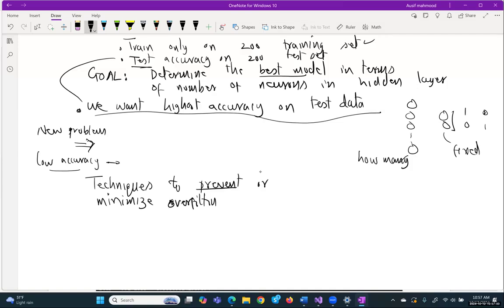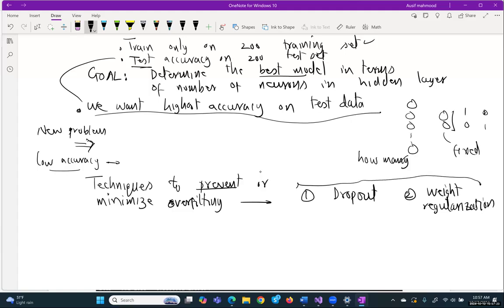And two techniques that we used in assignment number 3: one of them was dropout, and one of them was weight regularization. These two techniques are very popular in designing neural networks, so that even if by accident we picked a slightly more complex model, these two techniques will safeguard against it and have it still do a really good job on the test data.